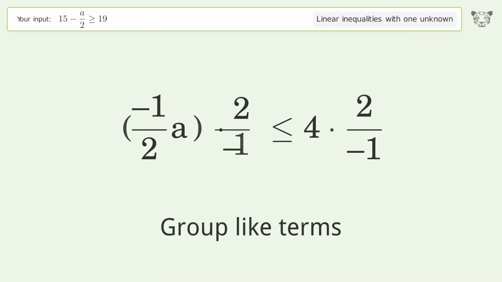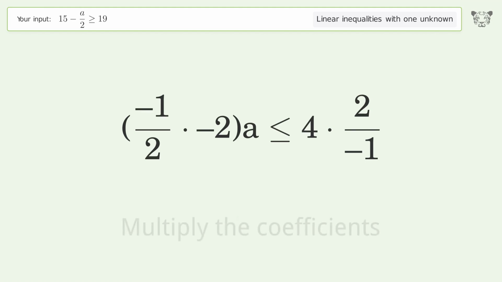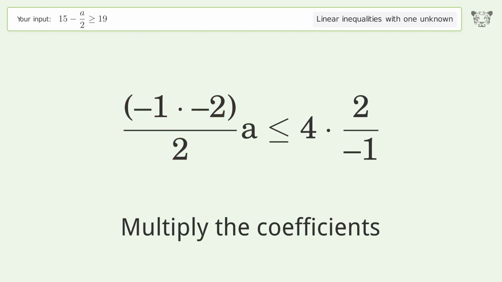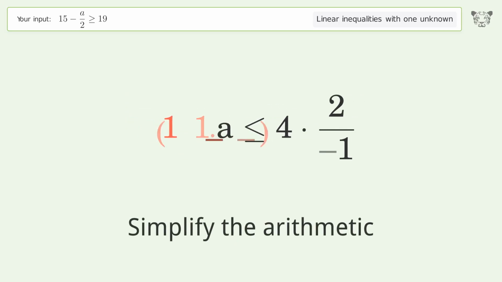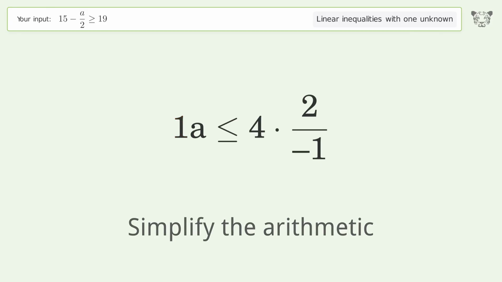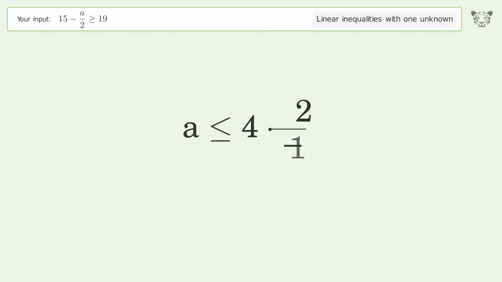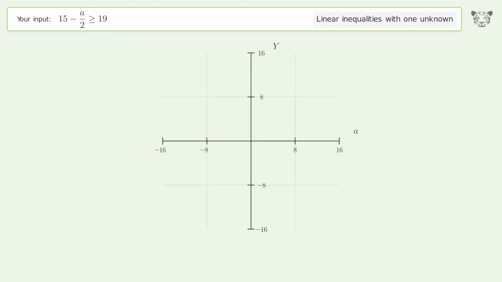Group like terms. Multiply the coefficients. Simplify the arithmetic. Plot the solution on a coordinate grid. And so the final result is a ≤ -8.